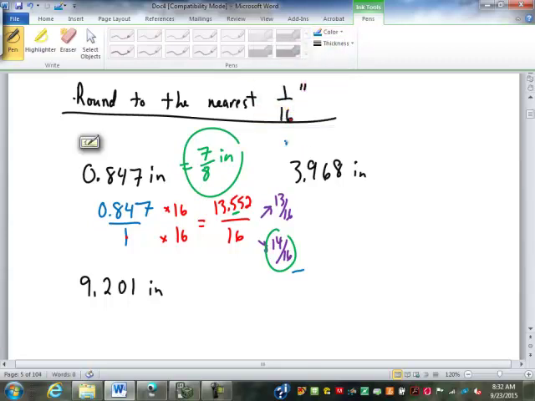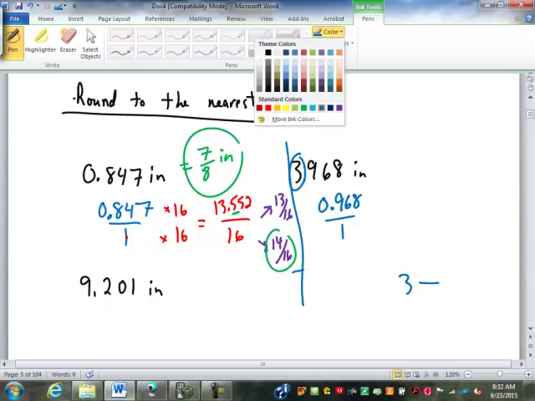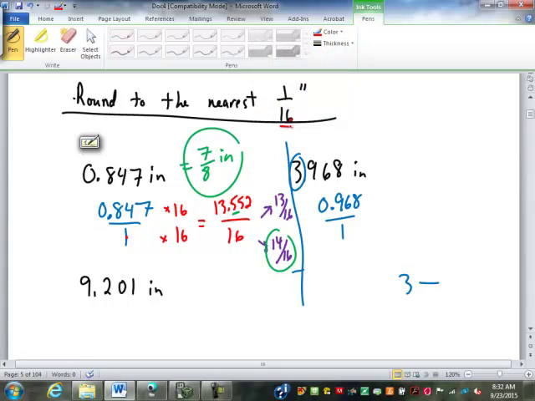Over here now. First of all, the 3, I'm going to ignore. That'll be part of my answer later. But for right now, it's not going to be part of my calculation. So I'm going to take the 0.968 and I'm going to make it a fraction by putting it over 1 again. Notice the decimal point is still in there at this point on both of these. Now again, we want the denominator to be 16. If we wanted it to be 32, we'd multiply by 32. Wanted it to be 8, we'd multiply by 8. We want it to be 16, so we're going to multiply by 16.